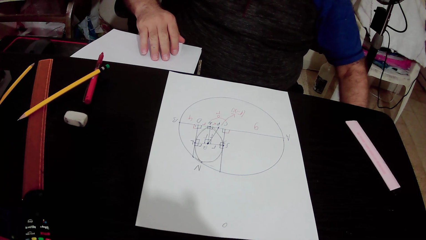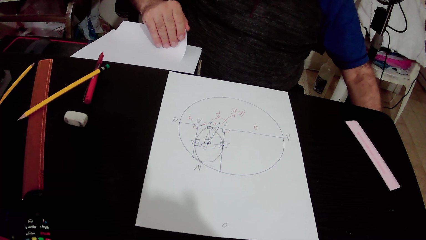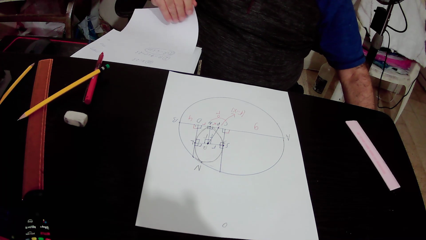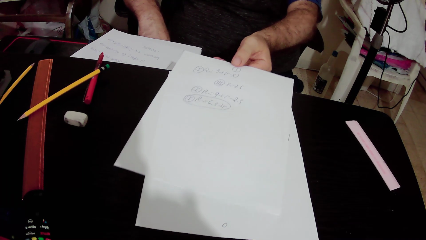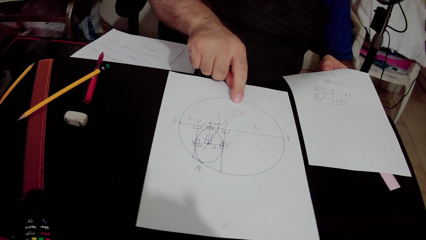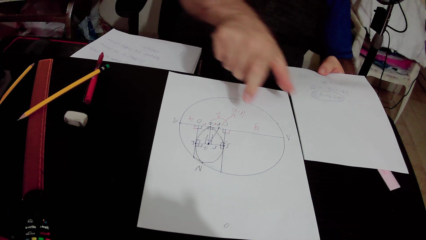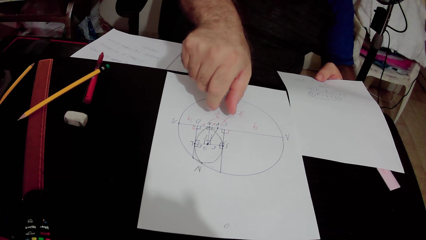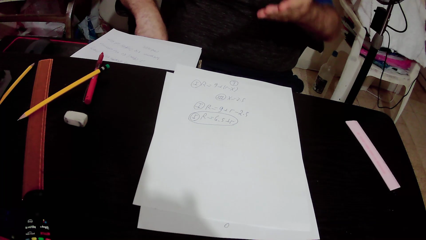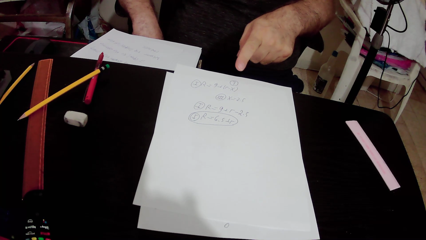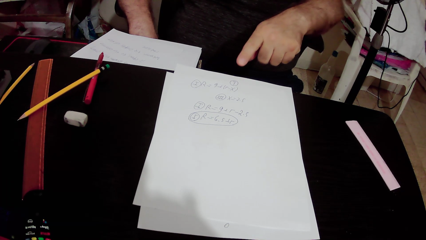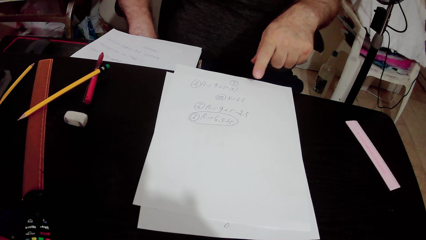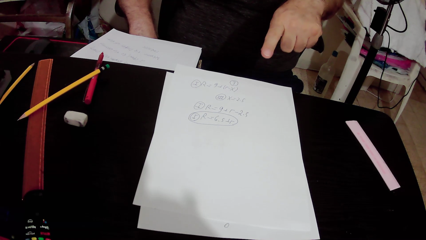Okay, then we actually have equation number 1 that states that R equals 9 plus r minus x. But we have already found out that x equals 2.5, so we can substitute x in equation number 1 by 2.5 units.